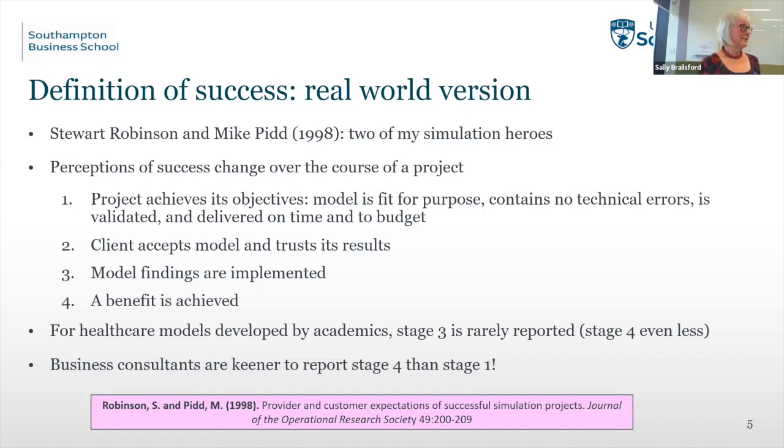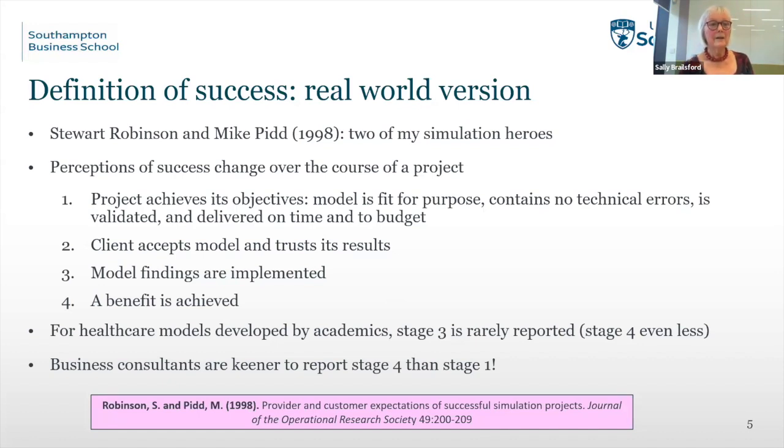If you're a business consultant, of course, that's what you really want, because you want all these client testimonials about how fantastic your models are. But us academics tend not to even get as far as stage 2 sometimes.